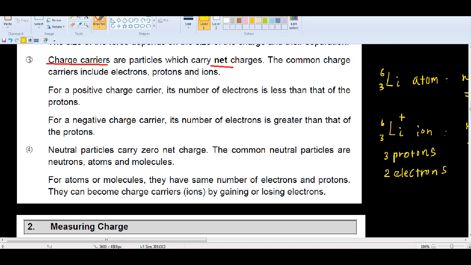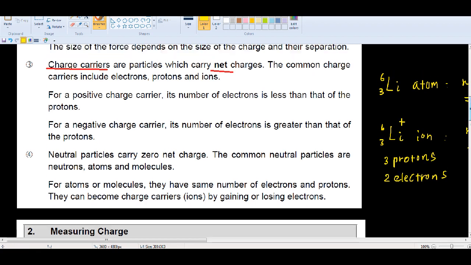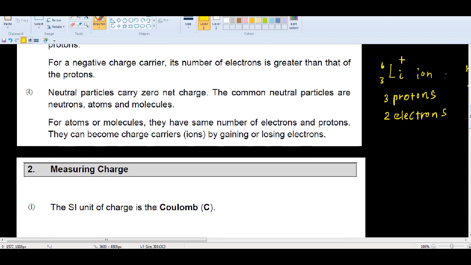But you need to understand, sometimes when you see YouTube or in the textbook that something carries a charge, that means net charge. So if there's a positive charge carrier, that means the charge carrier could be ions, electrons, or protons, where the number of electrons is less than protons, and negative is just the opposite, right? I'm not going into detail, you should understand. A neutral particle carries zero net charge.